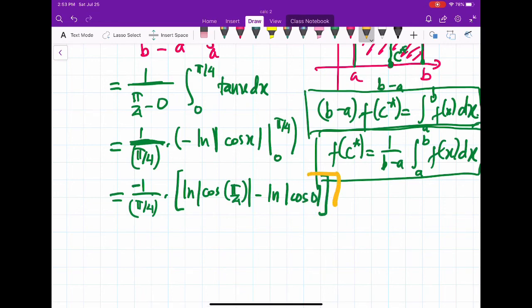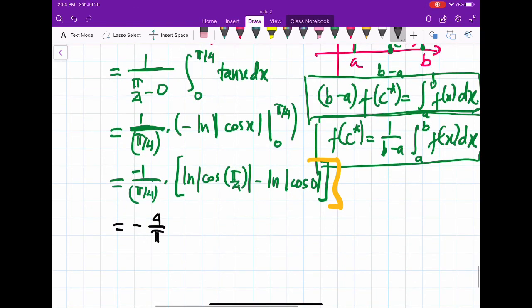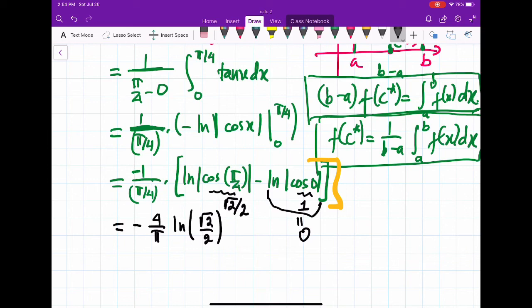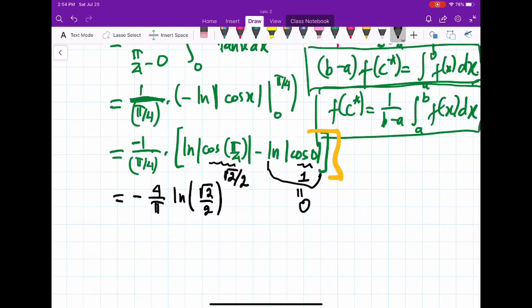So you have negative 4 over pi, I just take the inverse. Cosine of pi over 4 is square root of 2 over 2. Cosine of 0 is 1, so ln of 1 is 0. Overall, I get negative 4 over pi times ln of square root of 2 over 2, and this is approximately equal to 0.441.